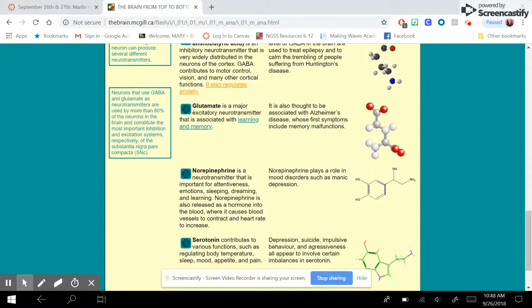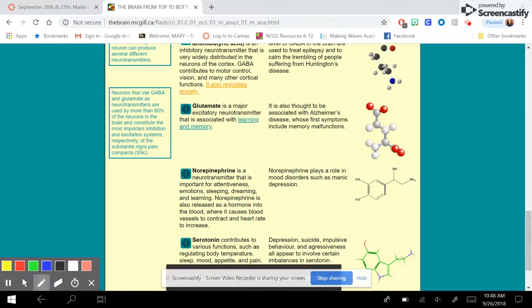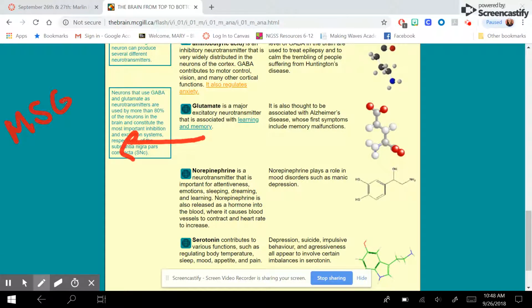The next one is glutamate. As you can see, a lot of these have to do with either moving or memory. Glutamate is associated with learning, and it's also thought to be associated with Alzheimer's. Another thing that could be added here is you can also get glutamate in your food. You've heard of MSG in your food. Normally it's items that have a lot of salt, like soy sauce and chips, but MSG stands for monosodium glutamate. If you have way too much glutamate in your system, it can overexcite your brain, causing you to potentially have a seizure. But so far it's been associated with memory and malfunctions.